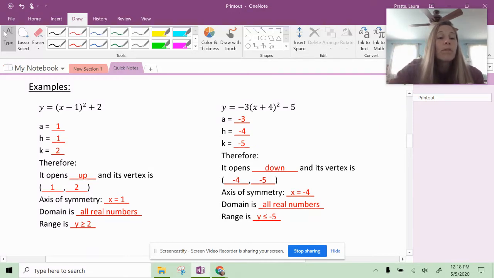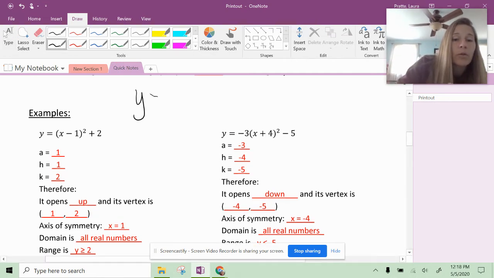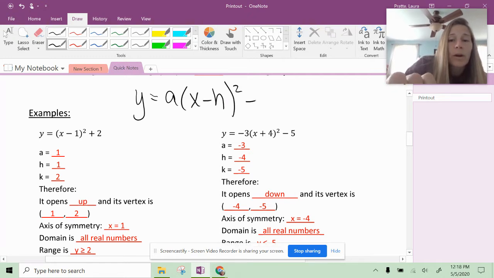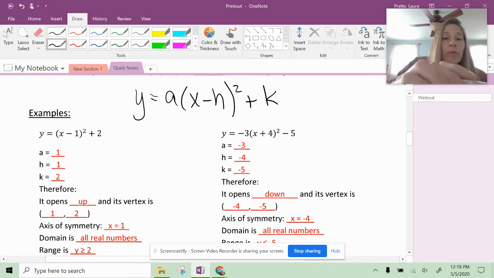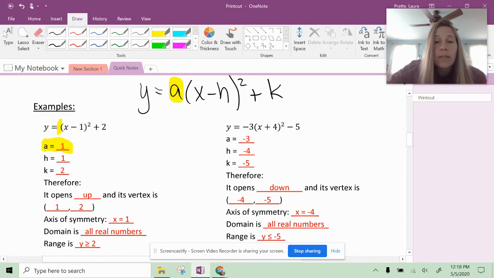So if you take a look at number one, and I'm just going to kind of write my formula up at the top here again, just so we have it as a quick reference. a times (x minus h) squared plus k. So remember, the a value is that number that's in front of the parentheses. If you don't see anything there, like in this example, that means it's a positive 1. In the second example, we see a negative 3, so we know that a is negative 3.